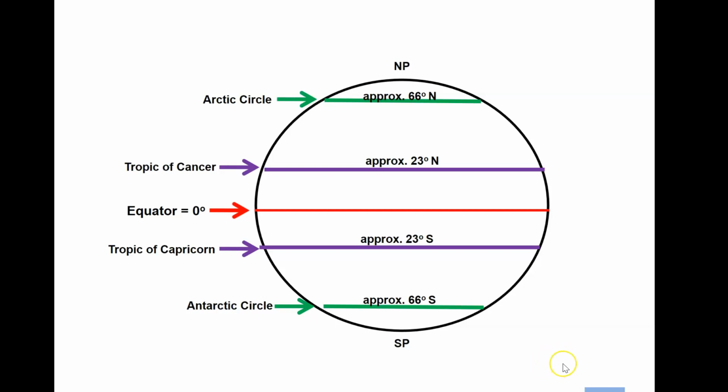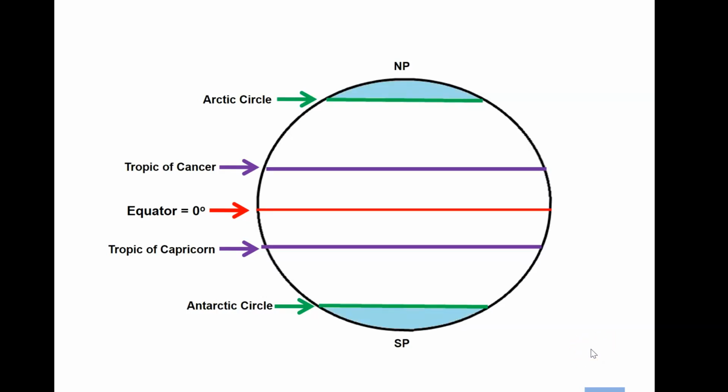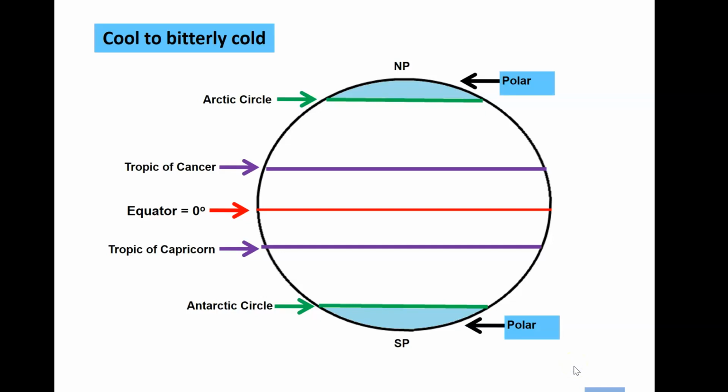So now that we've drawn these lines, we're going to see how they create three special climate zones on Earth. First, we have the polar zone. This is the blue color that you see, and it's going to be very cold in the polar zone. Cool to bitterly cold.